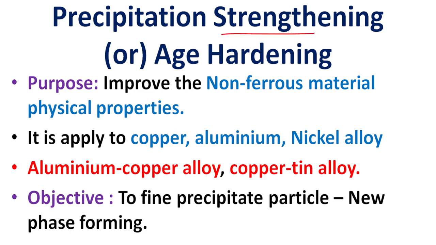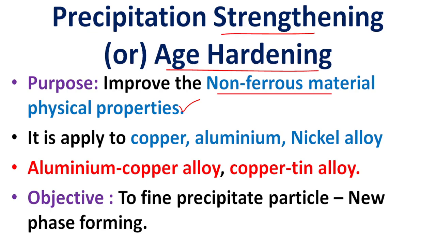Precipitation strengthening or age hardening process of aluminum and copper. It is the precipitation hardening or age hardening. The main purpose is to improve the physical properties of non-ferrous materials.